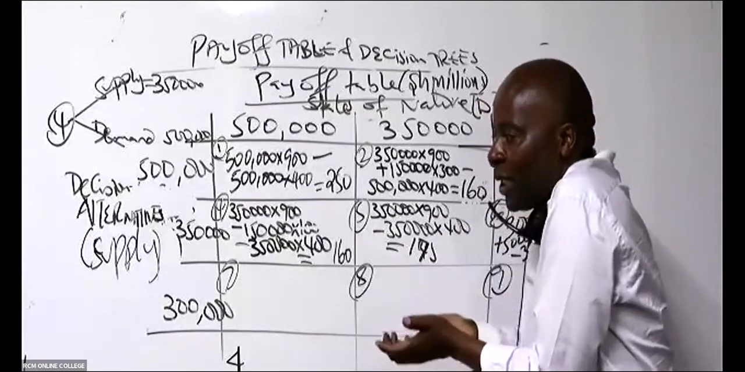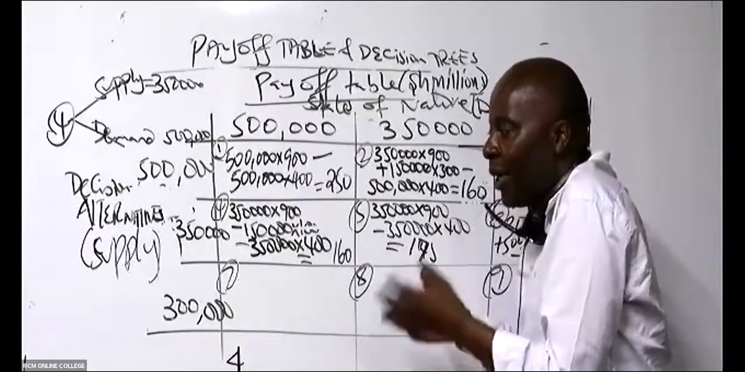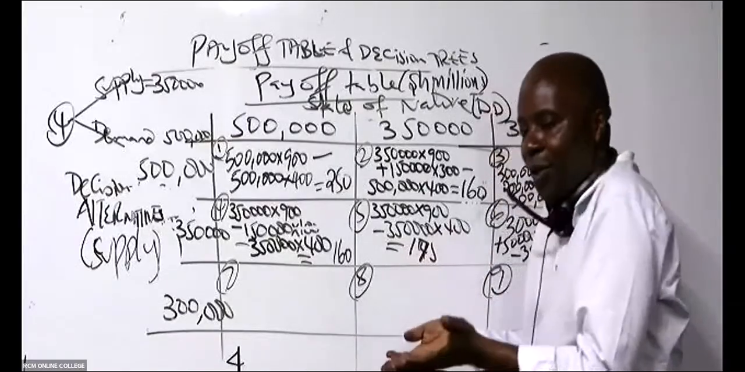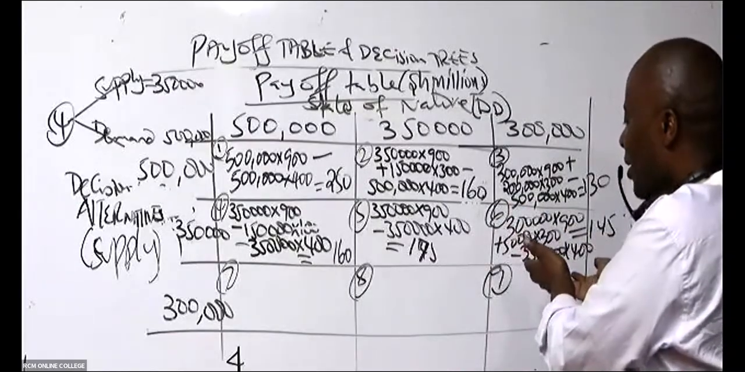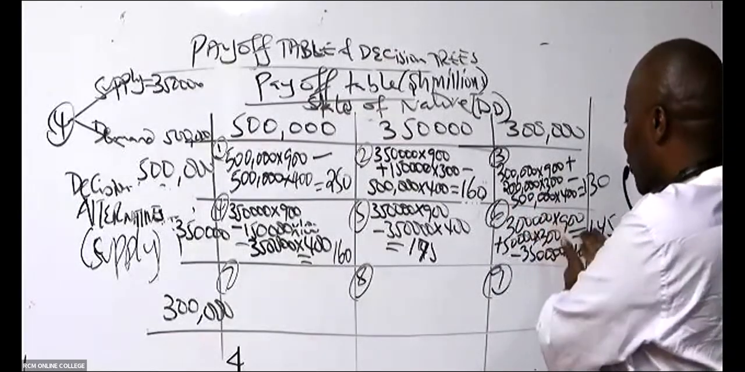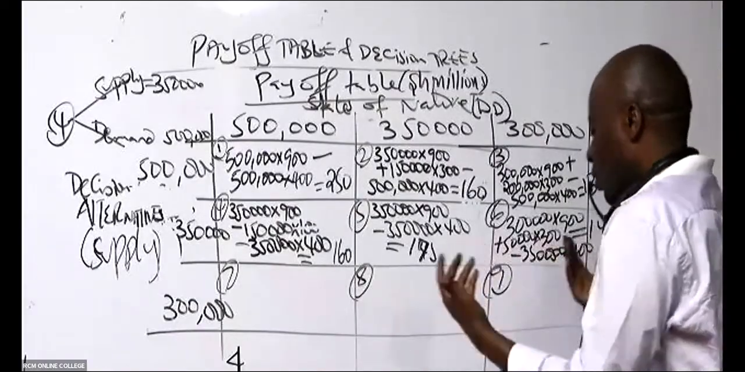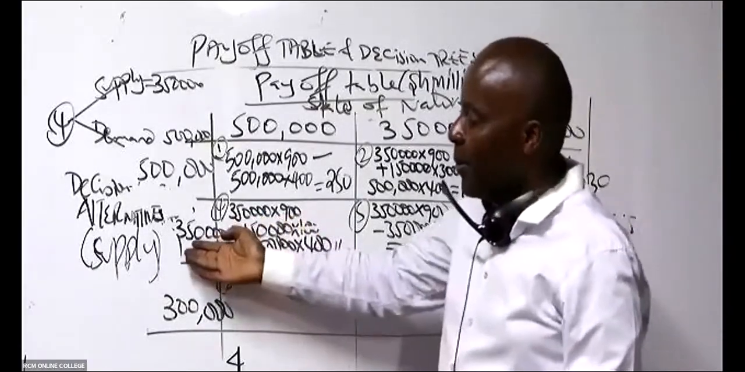So we perished with these extra ones. When you perish with them, you sell them at a lower price. So in this case, we'll sell the 50,000 at 300 minus 350,000 times 400, because the cost of production is always pegged on the supply.